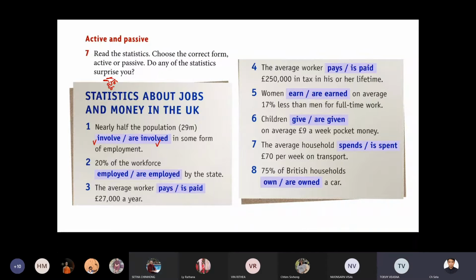I think involved. Are involved. Are involved. Yeah. How about Chandrot? Chandrot, do you want to say something? I think are involved. Okay, so the answer is "are involved."